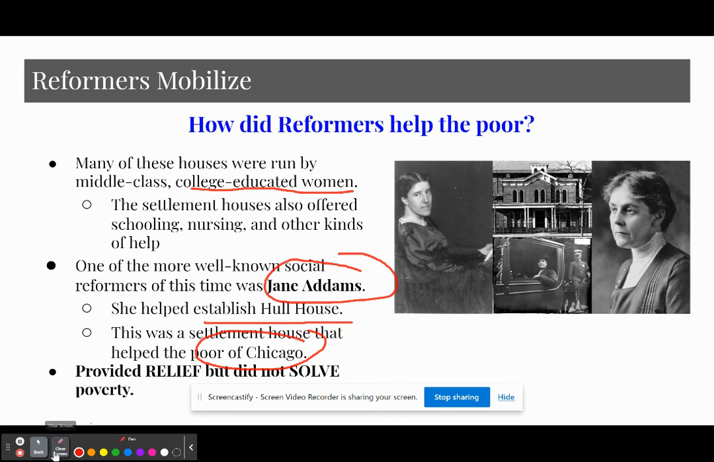And while the social gospel movement and helping the poor provided relief, it did not really solve the issue of poverty. If it did, we would not have poverty today, but it did help people who were suffering and needed services and help.